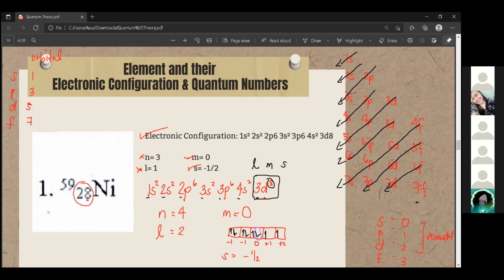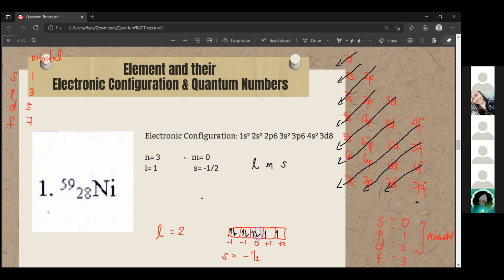Let's try the next one. I-check nyo din yung submissions nyo kung tama ba yung nalagay nyo doon. Let me delete this first. I will not delete the other drawing kasi ready tayo mag-ulit-ulit.